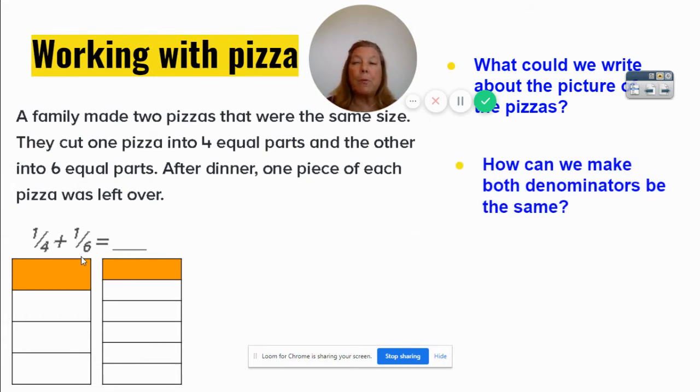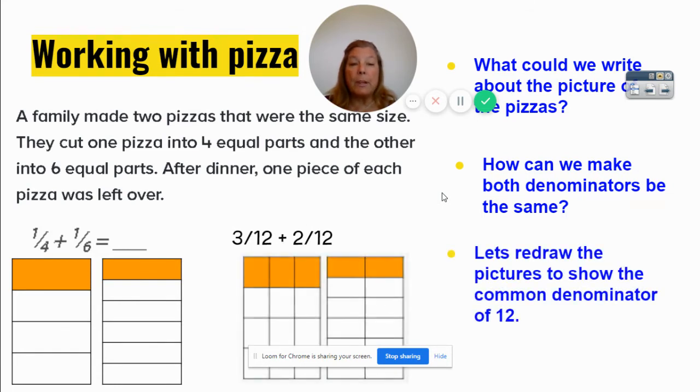Well, I'm looking at the 4 and the 6. They're not common denominators, but they do share common multiples. I know if I count by 4s, I go 4, 8, 12. And if I count by 6s, I'm going to go 6, 12. So we know that 12 is going to be a common denominator for 1/4 and 1/6.